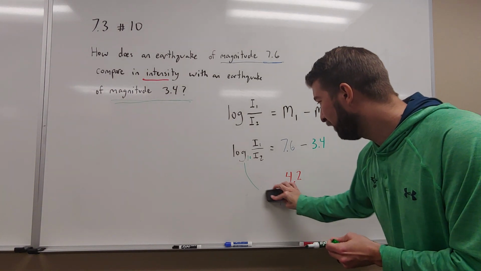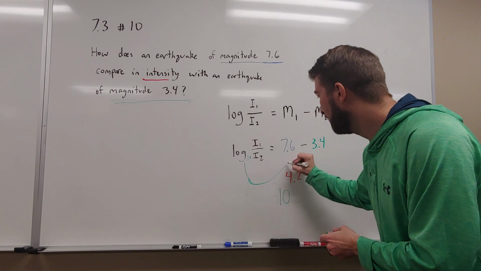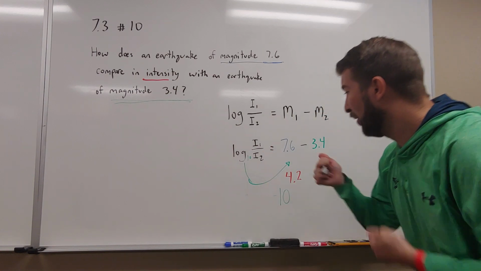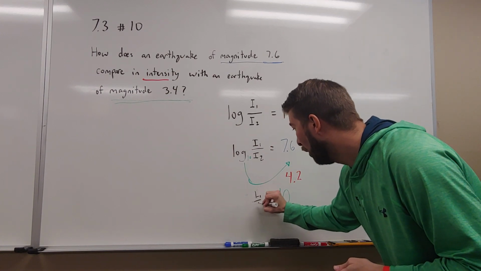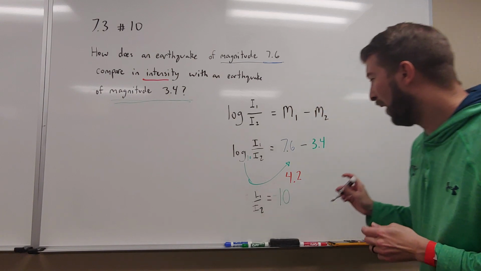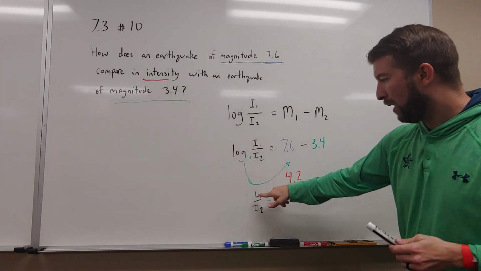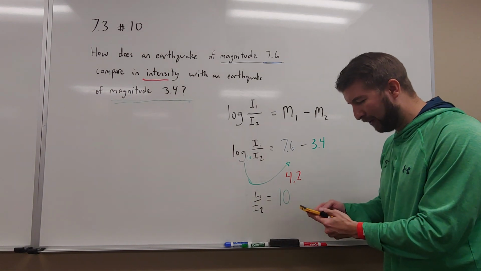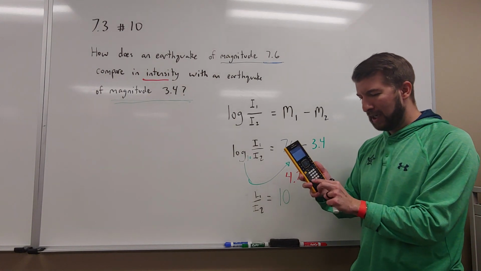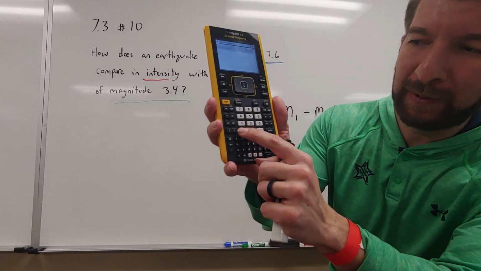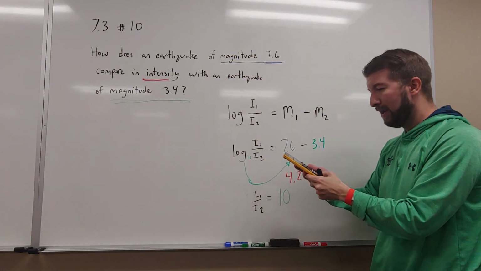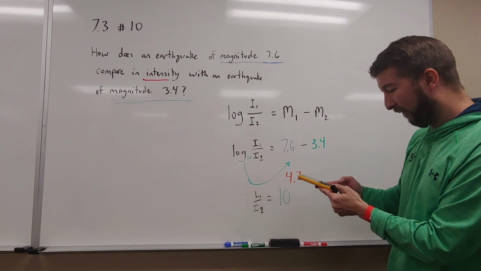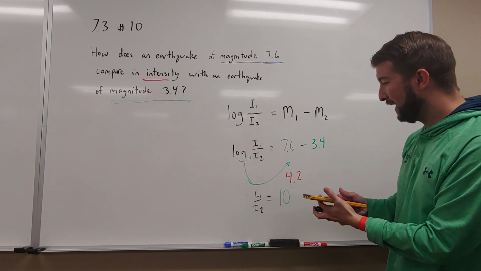You're like, Mr. Thomas, you're drawing all over the place. I know, I'm sorry. Then my ratio, I1 over I2, drops down, and so I have I1 over I2 equals 10 to the 4.2 as the exponent. Then to solve, I'm going to use my calculator. I'm going to hit the 10 with the x as the exponent, right next to the 1, and put 4.2 as the exponent. Press enter.